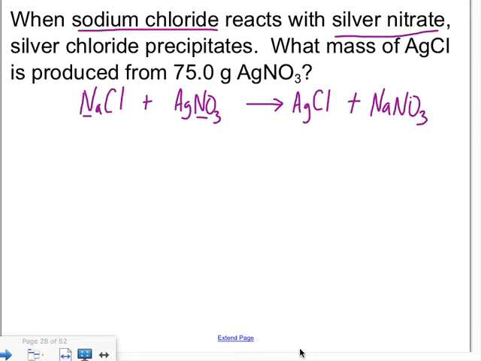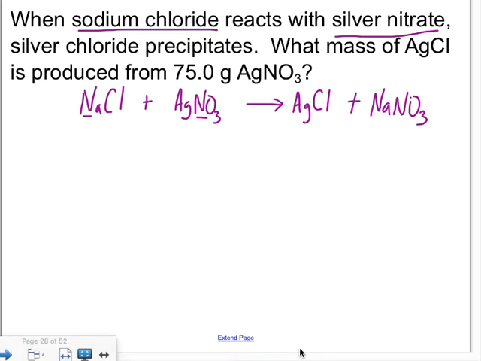Okay. Is this balanced? Yeah. Got Na on each side, an Ag on each side, a Cl on each side, and an NO3 on each side. So I have a balanced equation. All right, now I can start setting up my stoichiometric problem here.